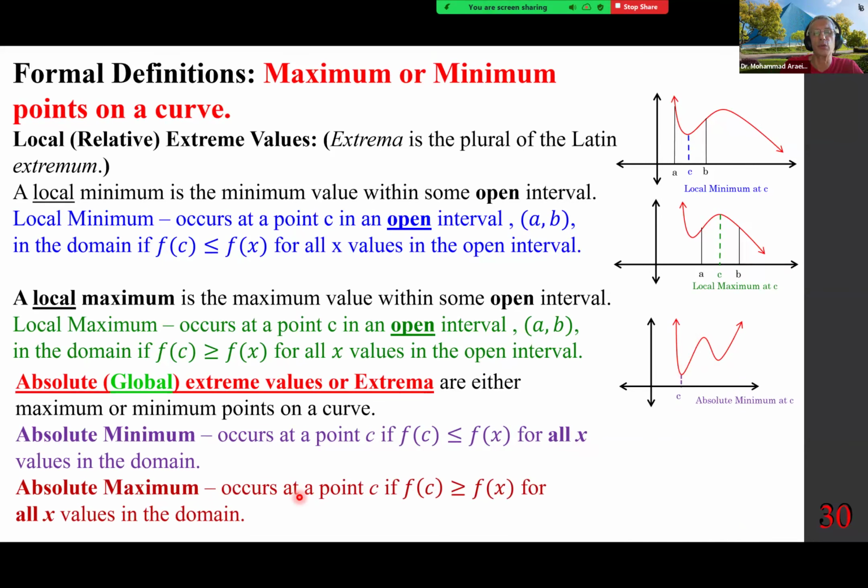An absolute maximum occurs at the point c if f of c is larger than or equal to f of x for all x values in the domain. Again, the keyword is all. Local max, local min, local max. This local max is also an absolute max. And why is that? Because no other point has a y coordinate larger than that.